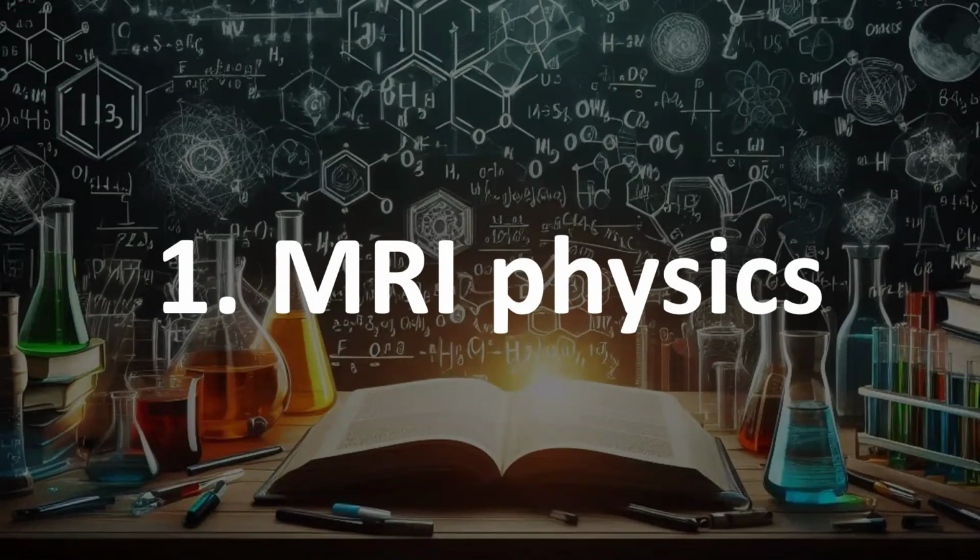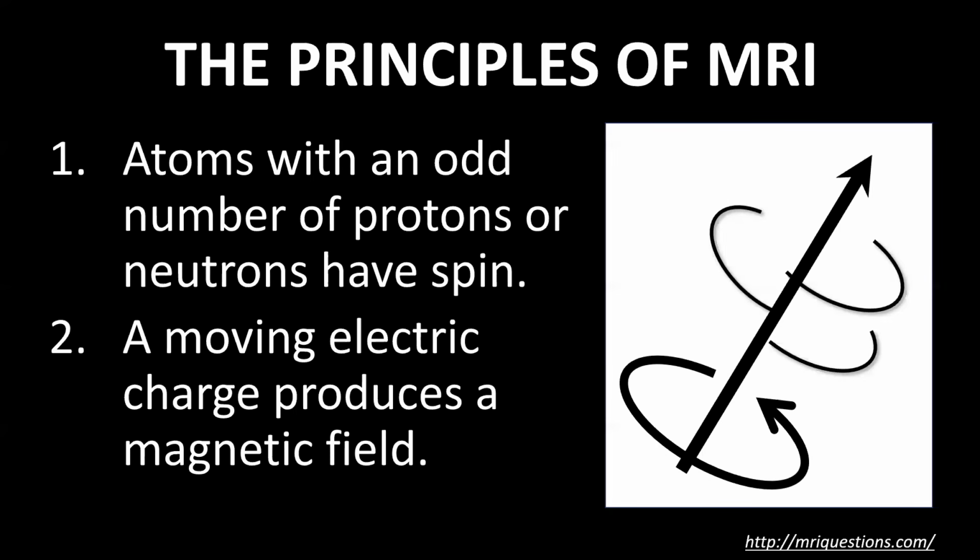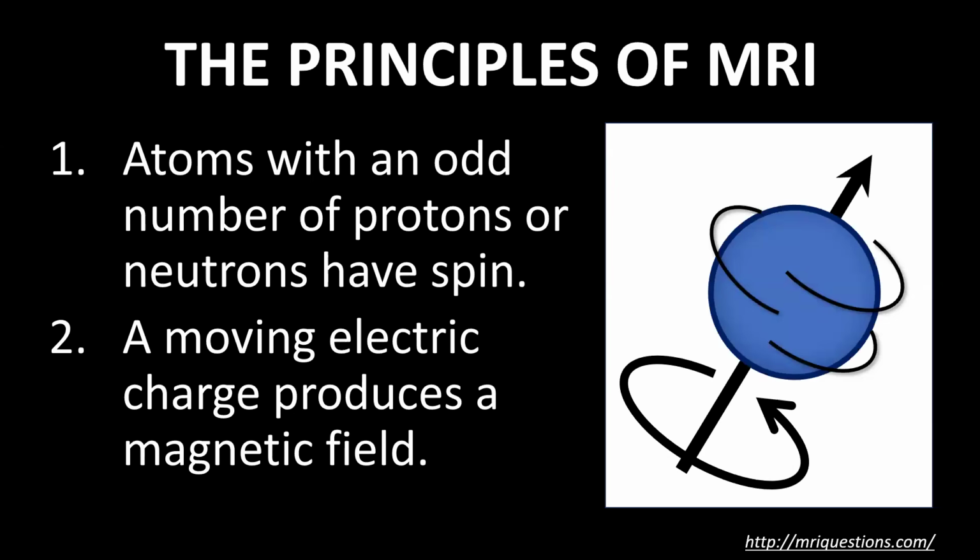Now, what is the absolute basis on which everything is built? Two principles. First of all, atoms with an odd number of protons or neutrons have spin. And spin is basically a quantum mechanical concept, but we can try to visualize it as an atom spinning around its own axis. That's not what really happens, but it helps us understand what's happening there.